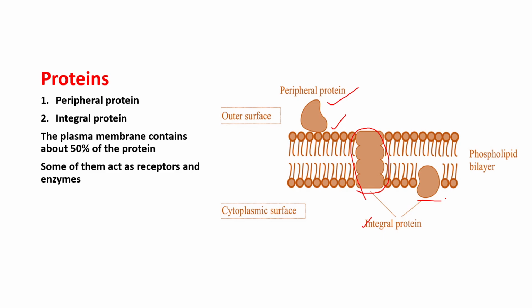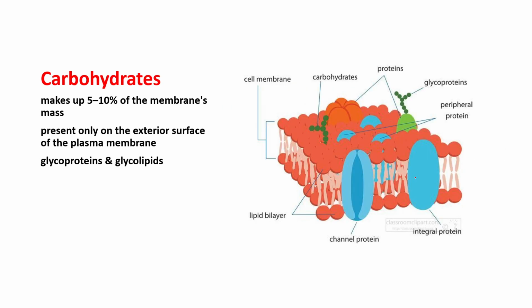The next component of plasma membrane is carbohydrates. Carbohydrate makes up 5 to 10% of the membrane's mass, and it is present only on the exterior surface of the plasma membrane. Carbohydrates are always conjugated with either protein or lipid. When they are conjugated with protein, then they are called glycoproteins. When carbohydrates are conjugated with lipids, then they are called glycolipids. You can see glycoproteins conjugated with protein.